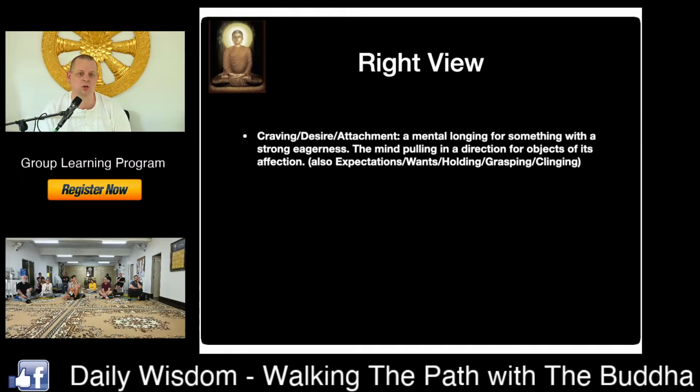So there's something called craving, desire, attachment, expectations, wants, holding, grasping, clinging. This is a way to refer to what's going on in the mind where there's a longing and a yearning. There's a chasing after the objects of your affection, thinking that the next new shiny object waiting around the corner is going to provide some lasting satisfaction. So the mind chases and chases and chases.